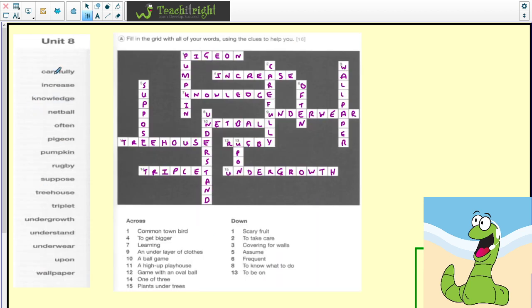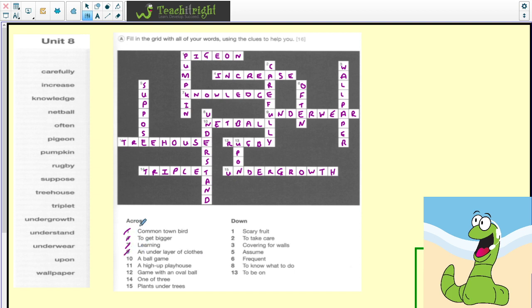I'm going to move on now to Unit 8. So the first part of Unit 8 was to fill in a crossword, and here are the clues down underneath, and then you had to fill in those words. So, common town bird. Once you've done it, you can cross it out. It's a pigeon. To get bigger is to increase. And then you've got 7, learning is knowledge. An under layer of clothes is underwear.